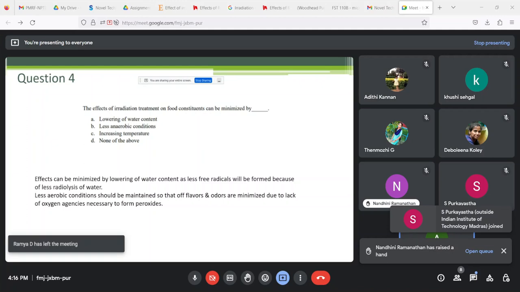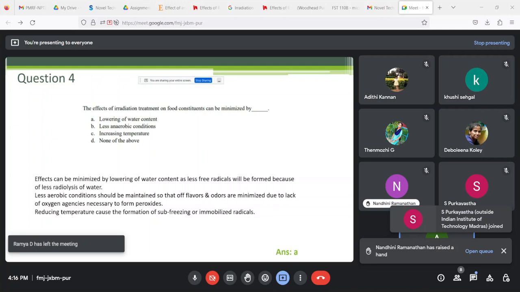So you want low water, very little oxygen, and low temperature also, because if you lower the temperature, you will immobilize the radicals that are formed. If you immobilize the radicals, the damage that they cause to the food will also reduce. So the way in which you will reduce the effects on the food constituents is by lowering the water content, lowering the amount of oxygen that is present, and lowering the temperature. Hope this is clear. The answer is option A.